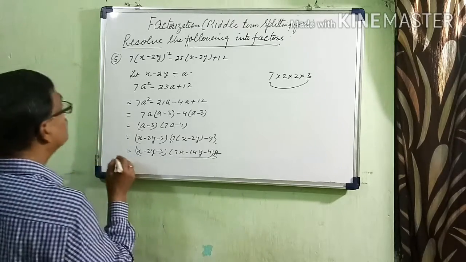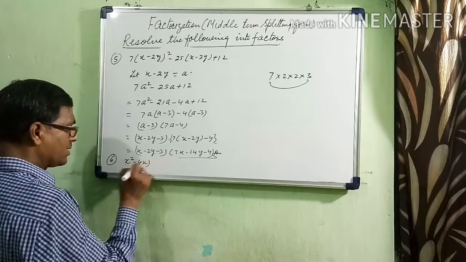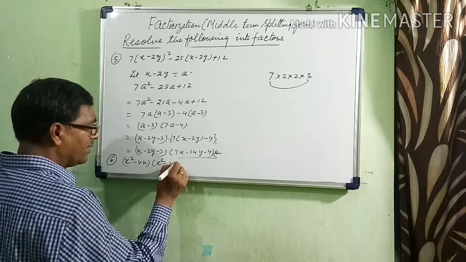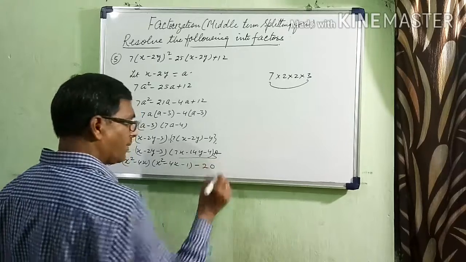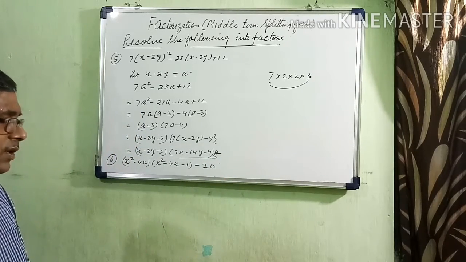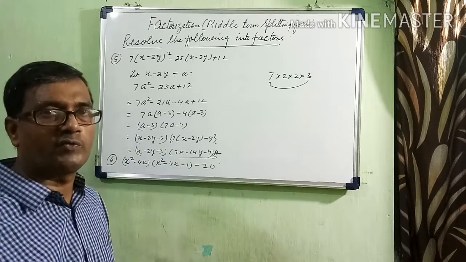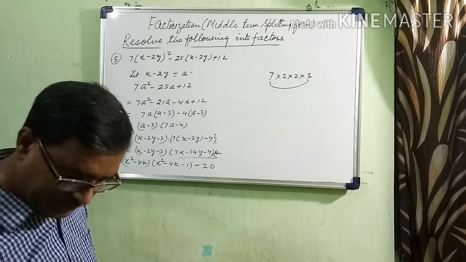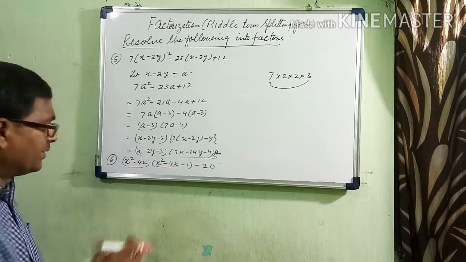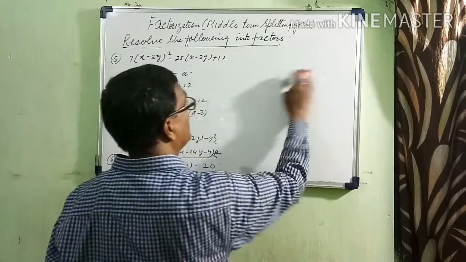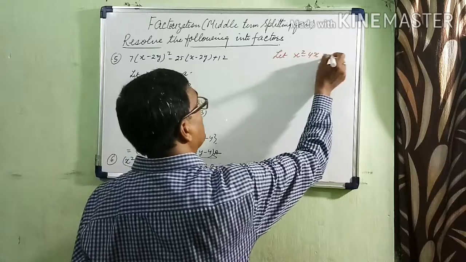Now another one. x square minus 4x into x square minus 4x minus 1 minus 20. Again it is not in the quadratic form. When you multiply this, it will become a 4-degree polynomial. But we have to retain it in the quadratic form. So you notice here that this term and this term is same. So what shall we do? This particular equal term we will take, let x square minus 4x is equal to a.